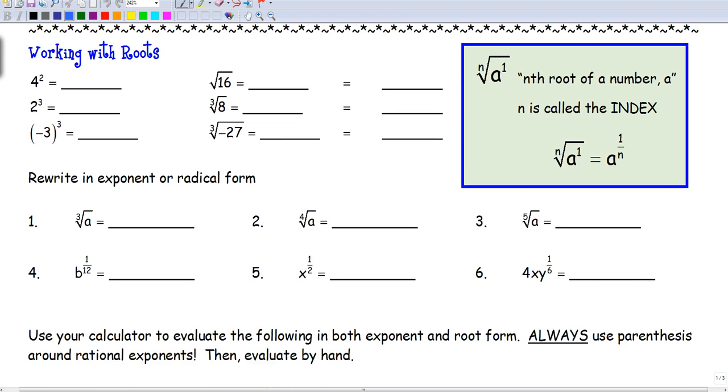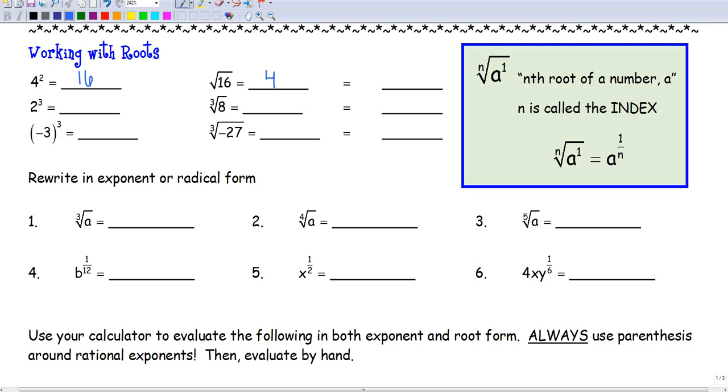All right, so we're going to start with what you're already used to, working with roots. You know that 4 squared is 16, and therefore the square root of 16 is just 4. We don't say plus or minus 4 because we're not taking the square root of both sides, we're just saying square root of 16. That's always the positive.